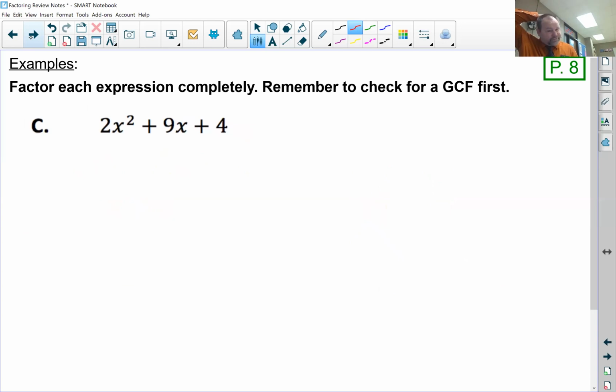All right, check for a greatest common factor first. So is there a number other than 1 that divides evenly into 2, 9, and 4? And I don't see a number other than 1. So that's not going to have a greatest common factor. And it doesn't have x's in all 3 terms. So this is going to be a slide rule. Slide the 2 over and multiply.